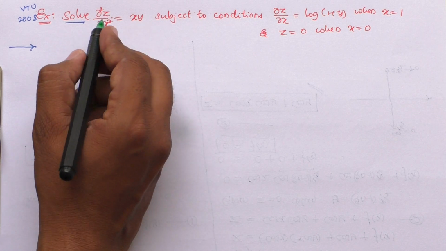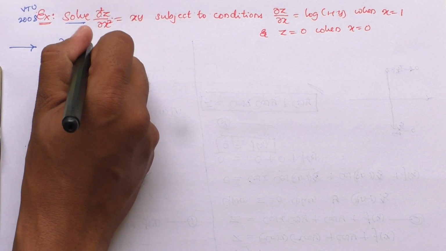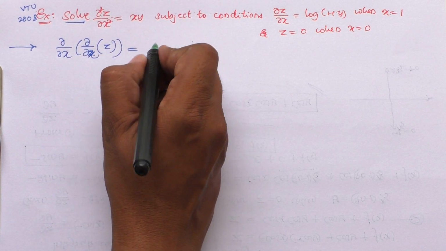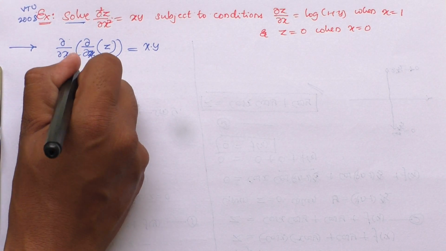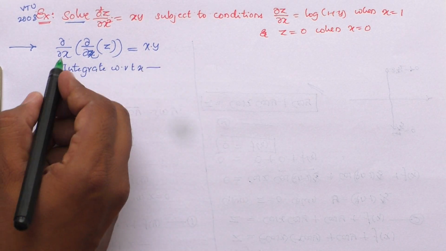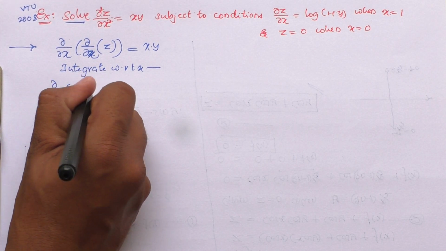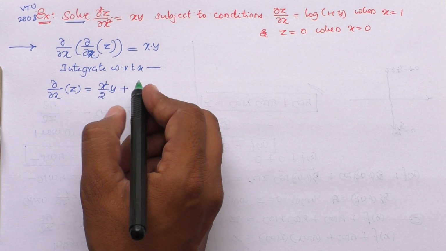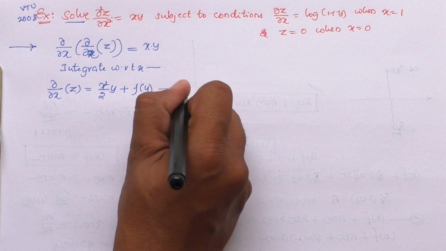Now del square by del x square can be written as del by del x of del z by del x, that is equal to xy. To remove this differential operator, integrate with respect to x. Partially, when you integrate, this partial derivative is removed, and we get del z by del x equal to x square y by 2. Since y is constant, the arbitrary constant will be f of y. Take this as equation number 1.